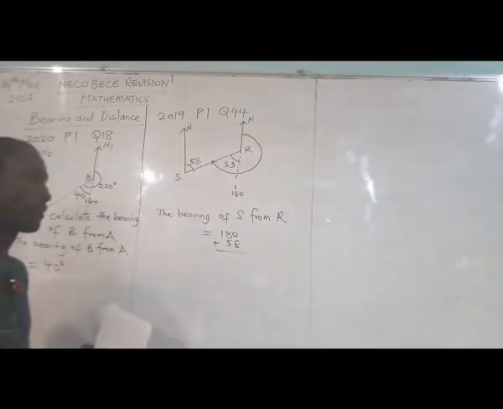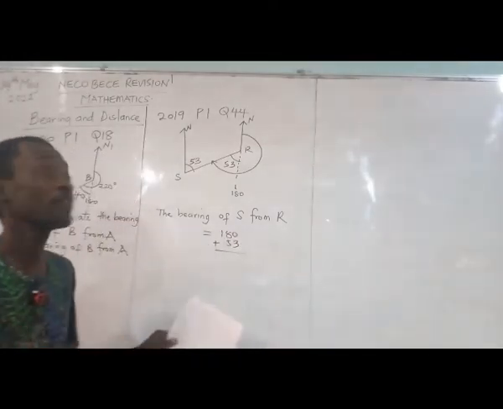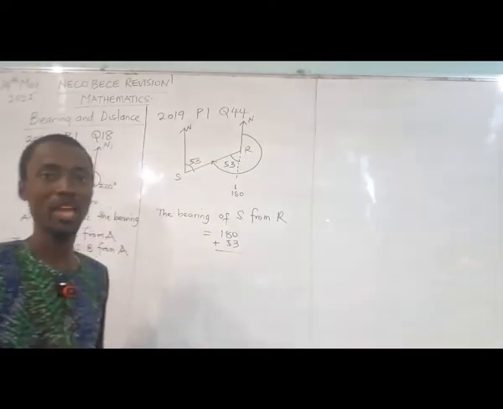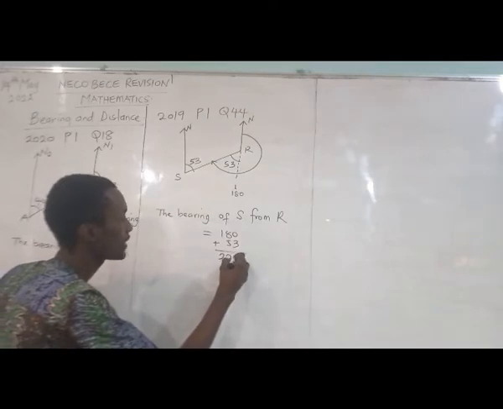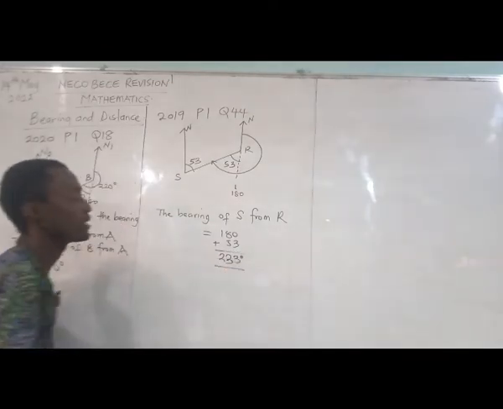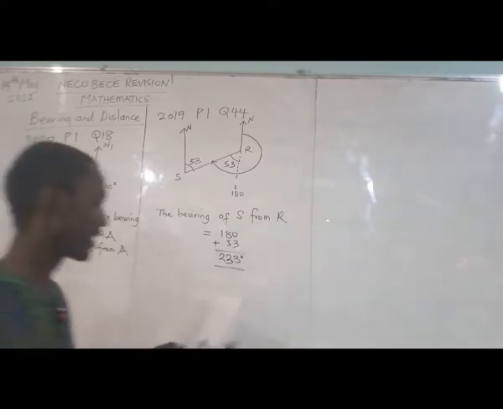That angle is 53 degrees. And understand that while we do all of these, the values really don't matter. The idea, the concepts, ensure that you are getting the concept right. So this will become what? 233 degrees. So the bearing of S from R is 233 degrees. Now let's look at another interesting one.